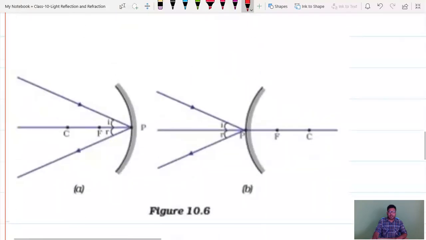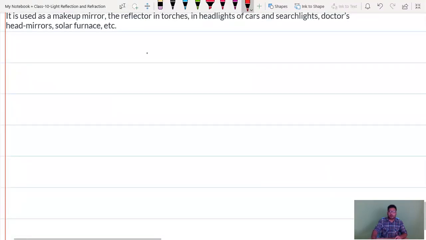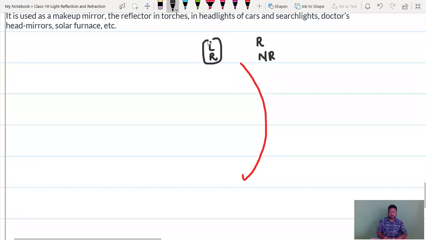So first, let us see an example of one concave mirror. Let us take a concave mirror like this. Always we know your left hand side is the reflecting side, and the right hand side is the non-reflecting side. No need to mention this, I have just mentioned it for your understanding. On the non-reflecting side, we have to draw lines like this. Guys, this is the starting point of drawing a concave mirror.